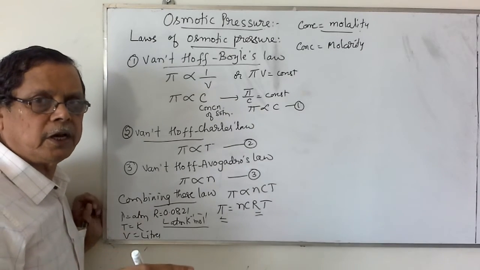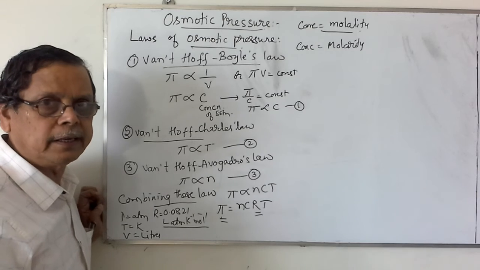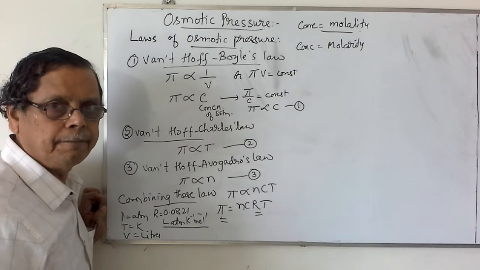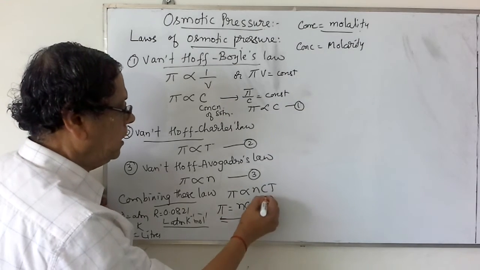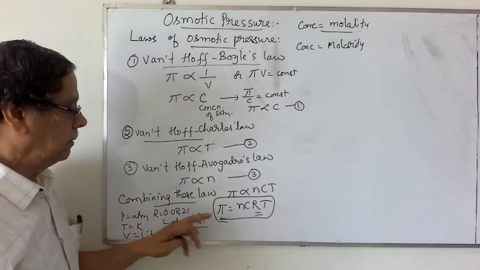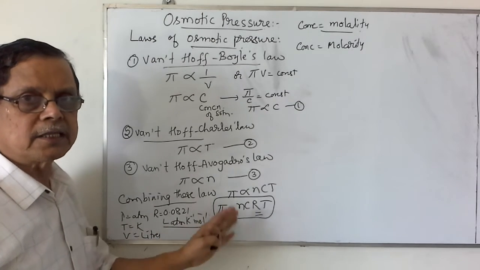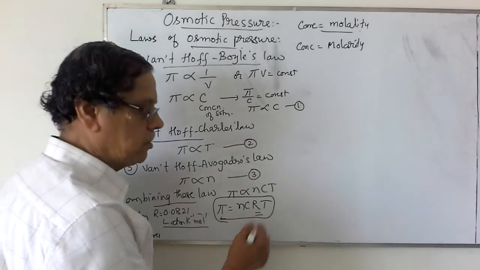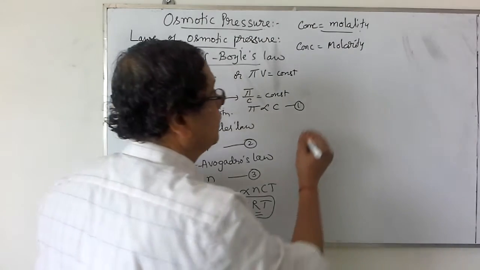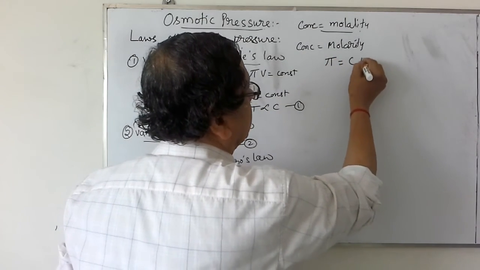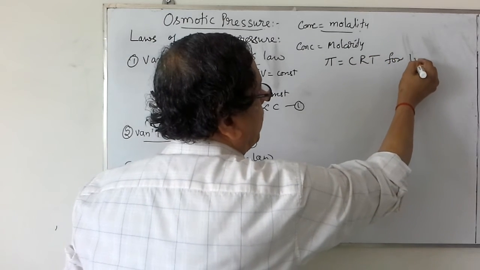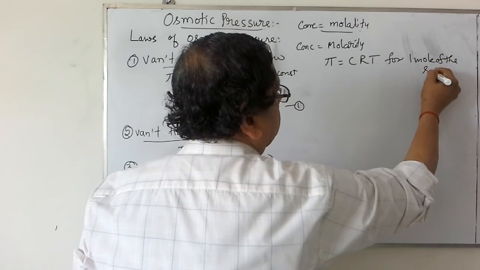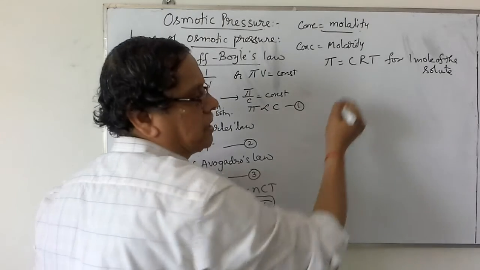If you take 1 mole of the solute and the volume of the solution is 1 liter, then this n will become equal to 1. So using this equation we can calculate the osmotic pressure by knowing the concentration of the solution or number of moles of the solute. Using this we can also calculate the molecular mass of the solute. Pi is equal to CRT for 1 mole of the solute.